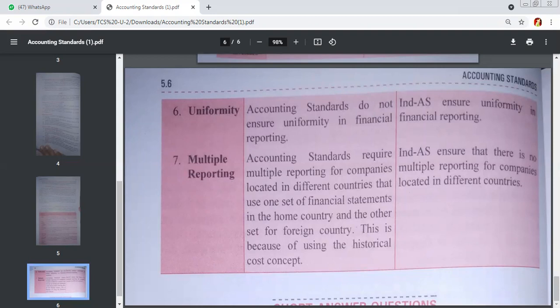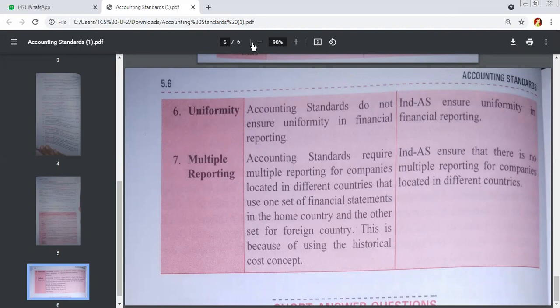Multiple reporting: accounting standards require multiple reporting for companies in different countries, using one set of financial statements in the home country as well as another set for the foreign country. And this is because they are using the historical cost concept. But on the other hand, the Indian accounting standards ensure that there is no multiple reporting for companies located in different countries. So in this way, this is the basic difference between the accounting standards and Indian accounting standards.